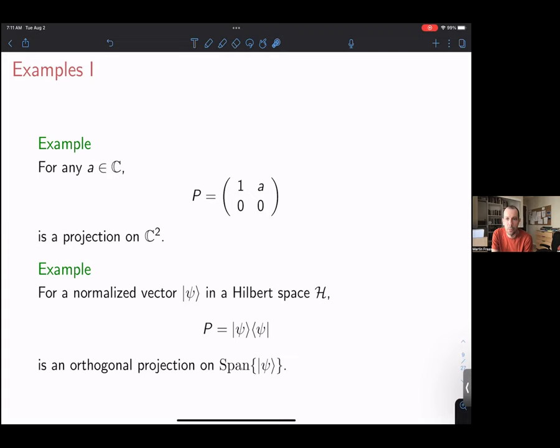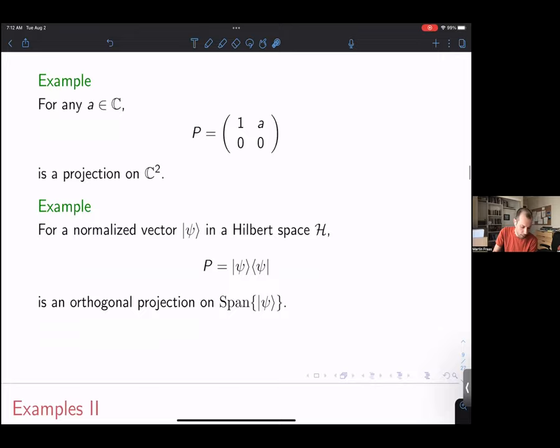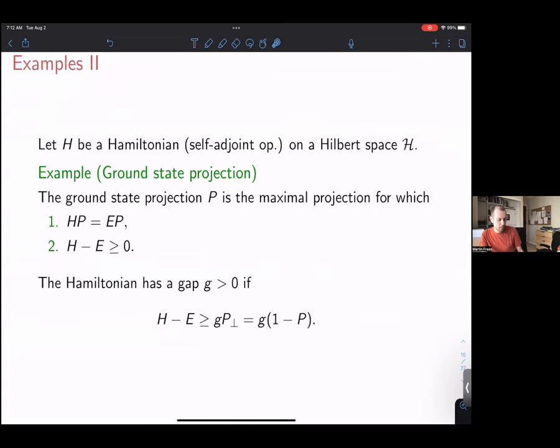Another example, very relevant for quantum mechanics. If I have a normalized vector psi in a Hilbert space, then the one-dimensional projection, a rank one projection obtained as bra psi ket psi, is an orthogonal projection on the line that is generated by this vector. So far, these projections were not originating from any other object, and now I will start generating projections from other objects.